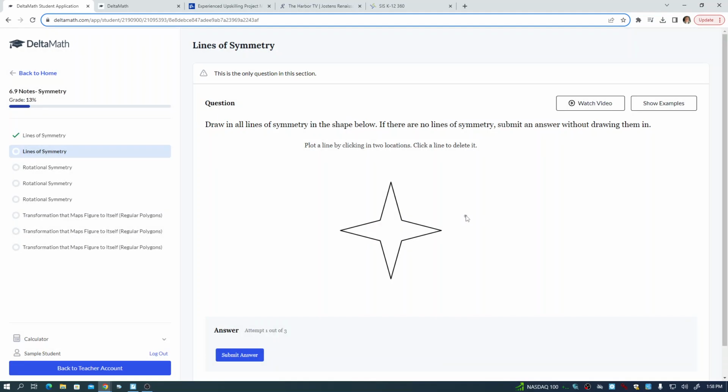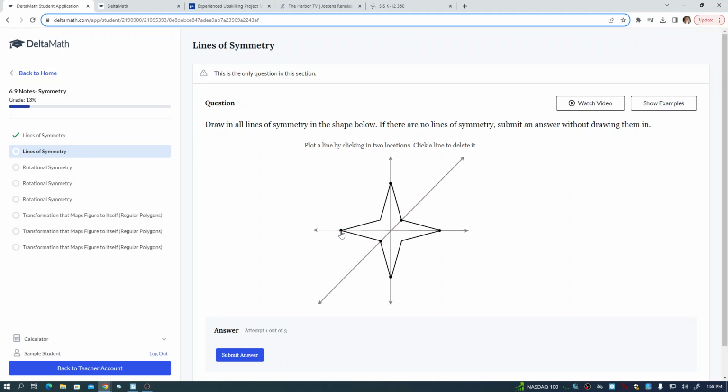So this little star here, I can just see right away that if I go from point to point, then this right side would fold over and completely match the left side. I could also do horizontally to where this top would fold over and match the bottom. And then I want you to think about if I went from here to here.